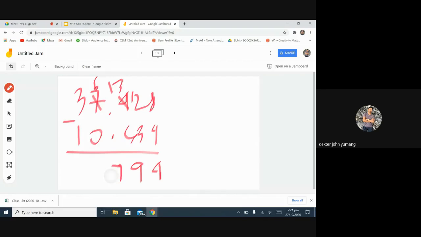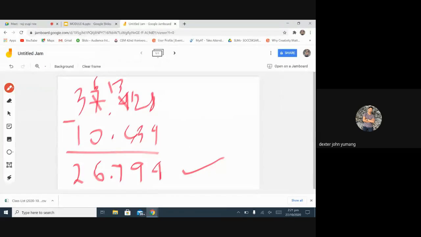Next, copy the decimal. Next, 6 minus 0 is 6. 3 minus 1 is 2. So, that answer is 26.794. Para lang po kayong nag-subtract ng normal na number. Nilagyan lang po ng decimal.